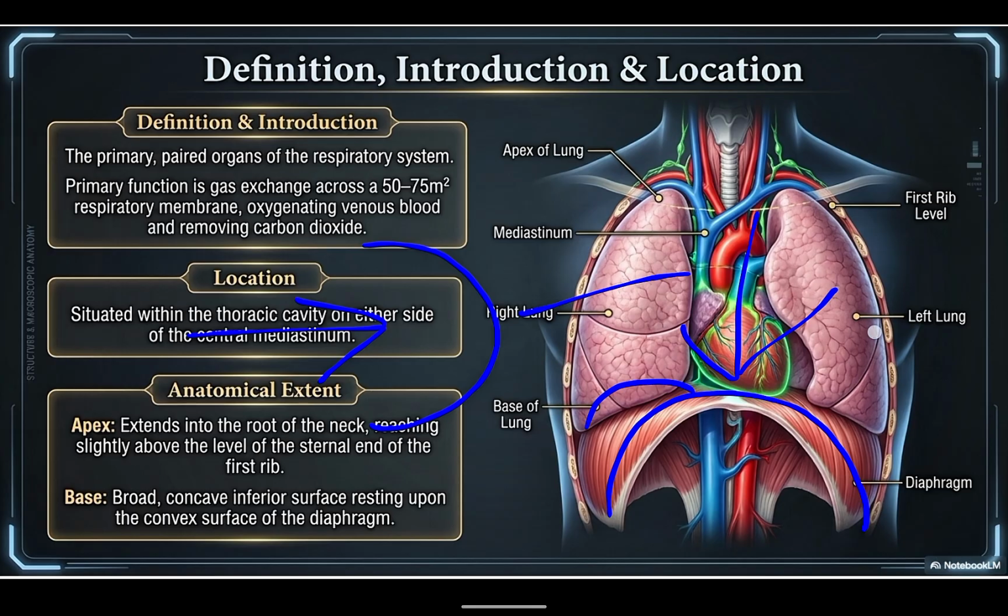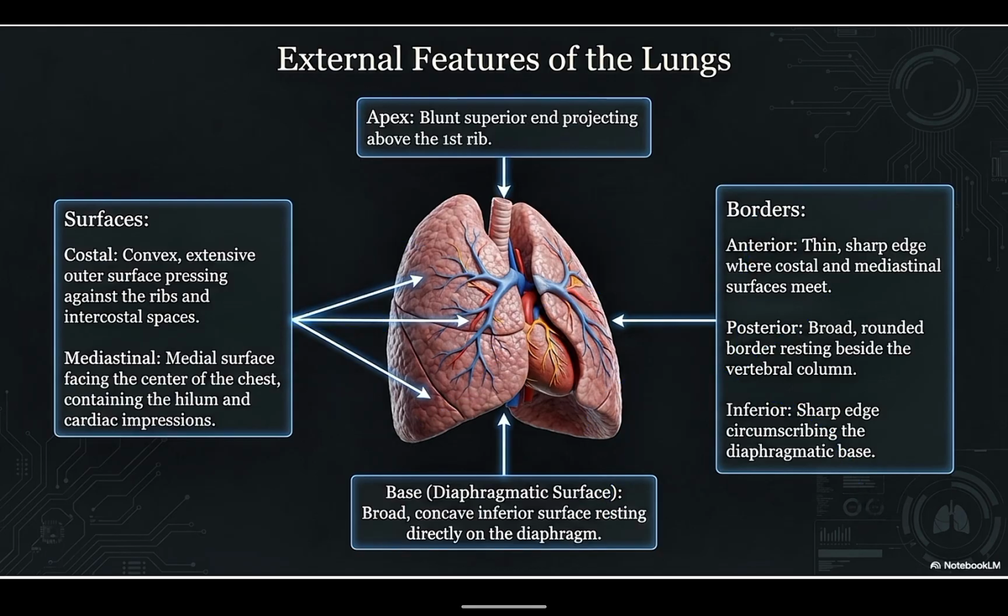So it's all accepted. Now let's talk about the external features of the lung. When we talk about the external features of the lung, the base, the apex, the borders, and the surfaces are involved. Let's start with the borders. First, there are 3 borders considered when we are talking about the lungs: the anterior, the posterior, and the inferior borders. The anterior border is a thin, sharp edge where the costal and medial surfaces meet.